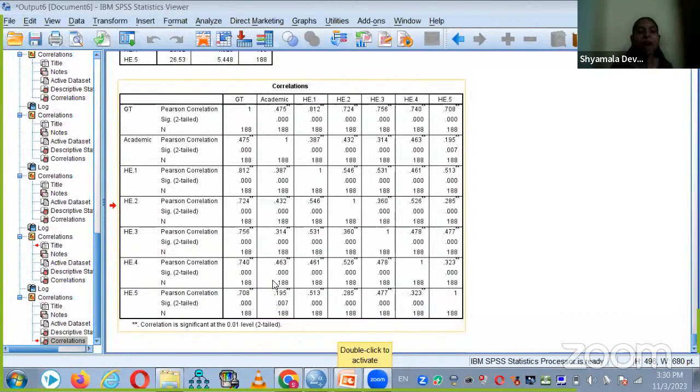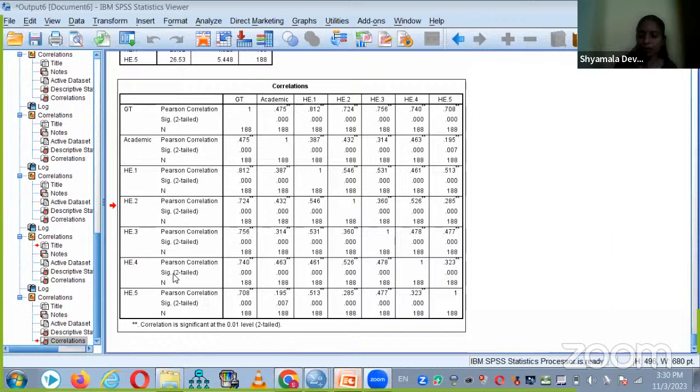Hence, among the four, like that, we can find out among the 5 dimensions, which dimension is highly correlated with the academic achievement of the students. So, this is how it is done, and the rest of the things are the same.